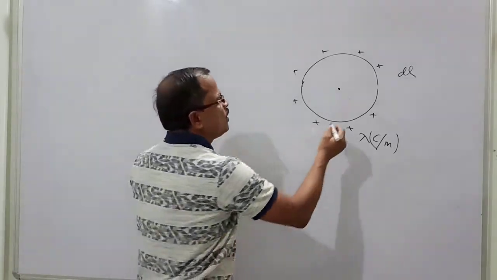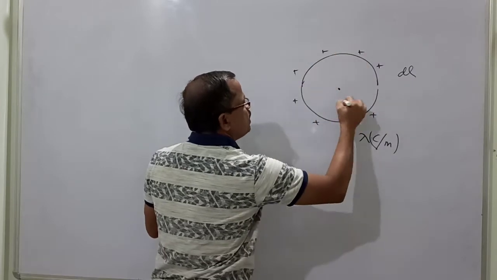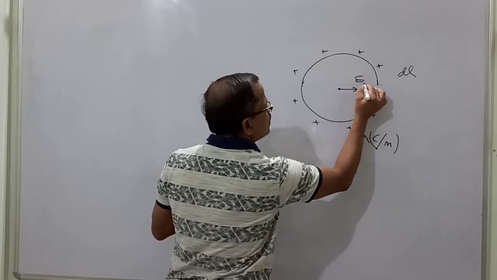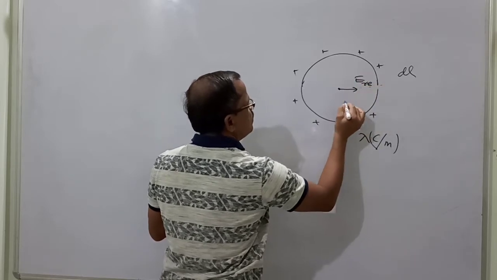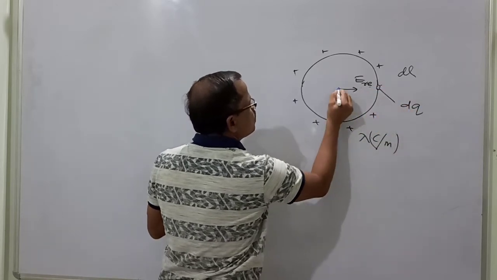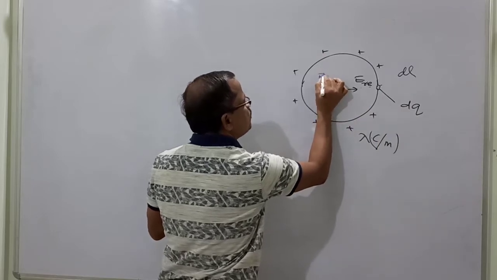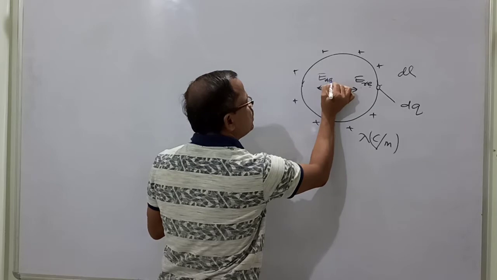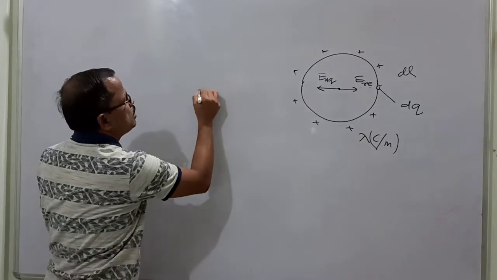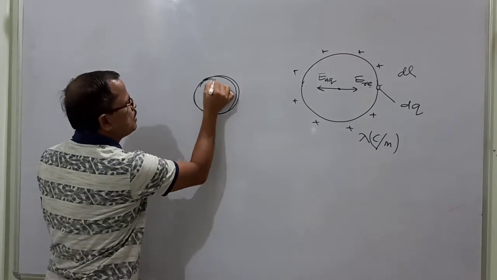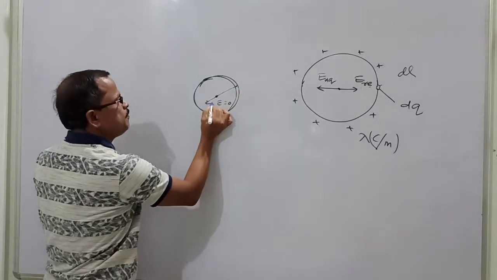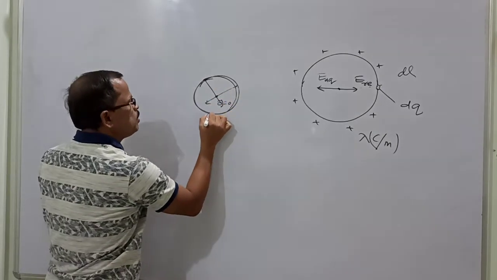Let's say the electric field due to the remaining portion of the charge is in this direction, toward the hole, and the electric field due to the charge dl, let's say the charge element dq, is here. If the ring is complete, you know at the center of a charged ring the electric field is equal to 0, because this point has an electric field this way, this point has an electric field this way, and this point has an electric field this way.